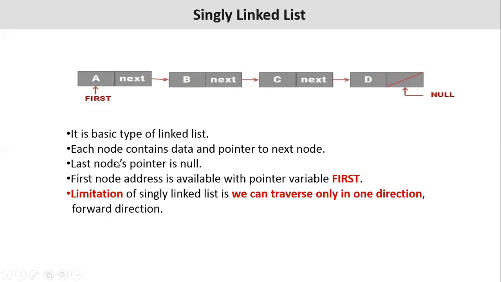Limitation of a singly linked list: we can traverse only in one direction, that is the forward direction. We cannot traverse from any place. If you want to traverse, then we must traverse from the beginning, that is from the first node.